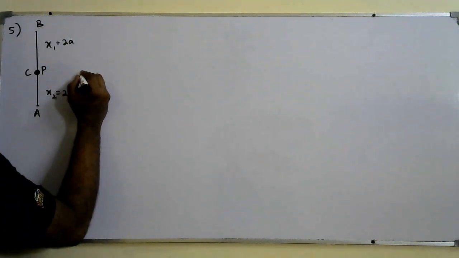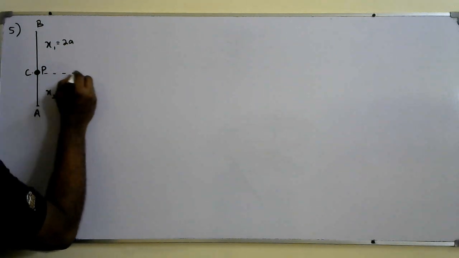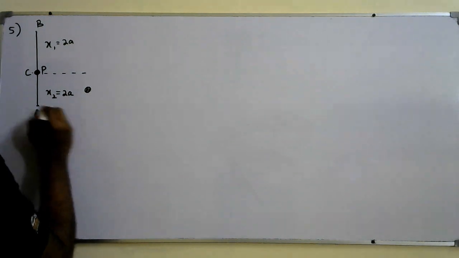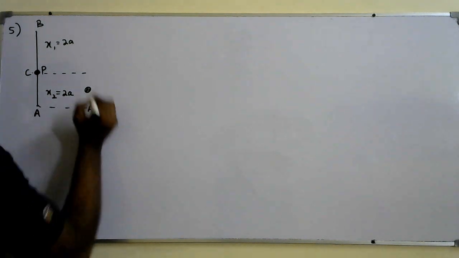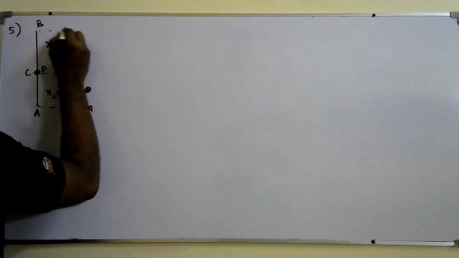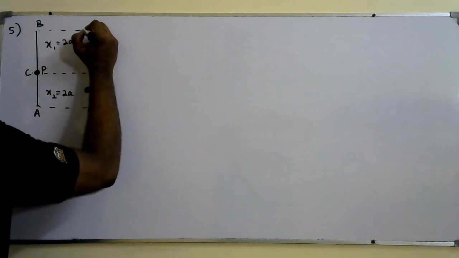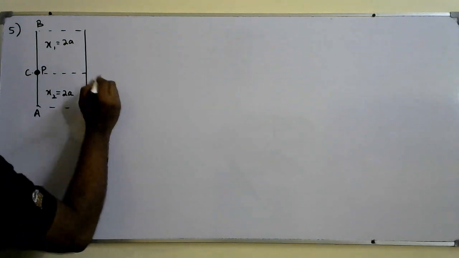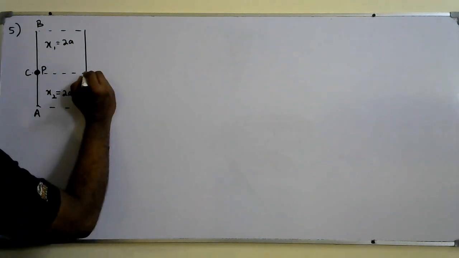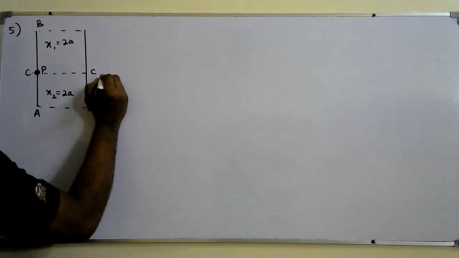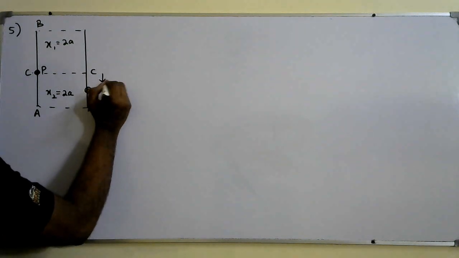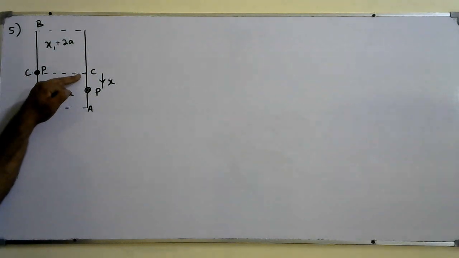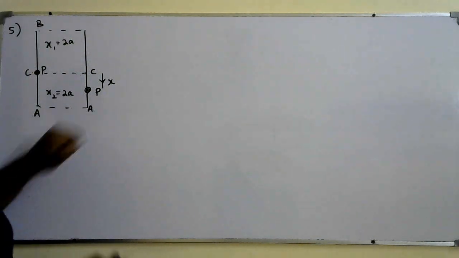So if the particle is pulled downwards through x, the particle has come to this position now. This is the point A, this is the point B. We'll draw the line again. So this is the point P, this is C, the equilibrium position. This is x, pulled down. I put an arrow downwards, pulled down through x from the equilibrium position.